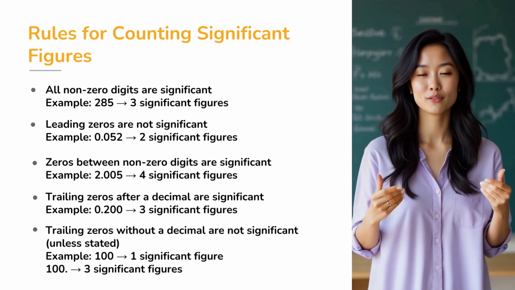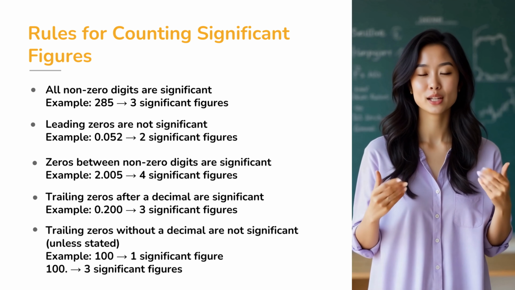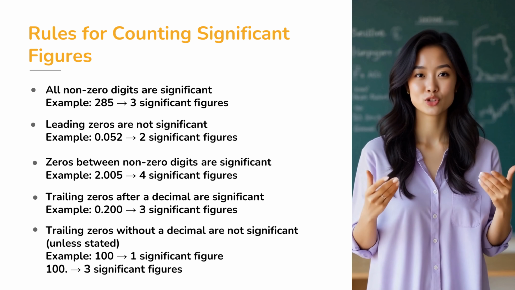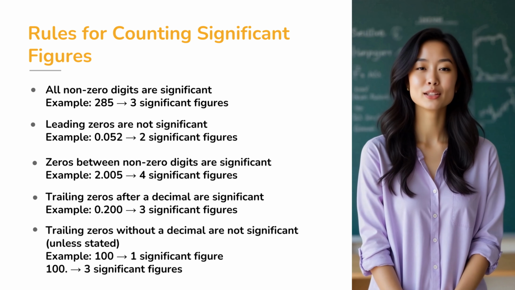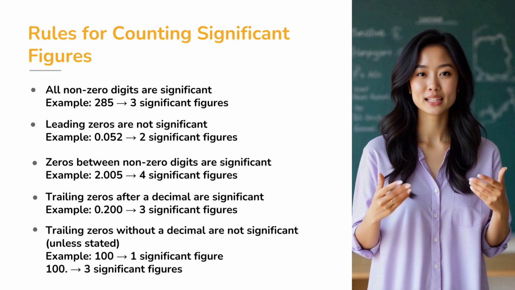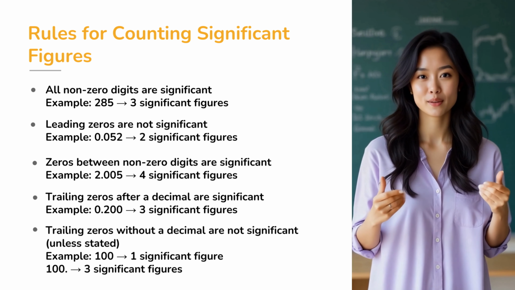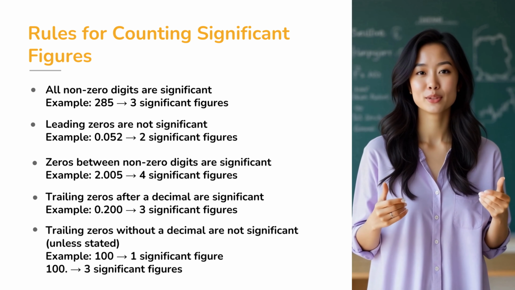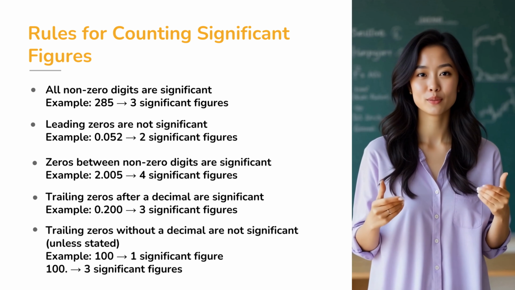Trailing zeros after a decimal are significant. Example, 0.200 has 3 significant figures. Those zeros do matter. Trailing zeros without a decimal are not significant unless clearly stated. Example, 100 has 1 significant figure, but 100 with a decimal has 3. Knowing these rules helps ensure your measurements are not just precise, but meaningful.